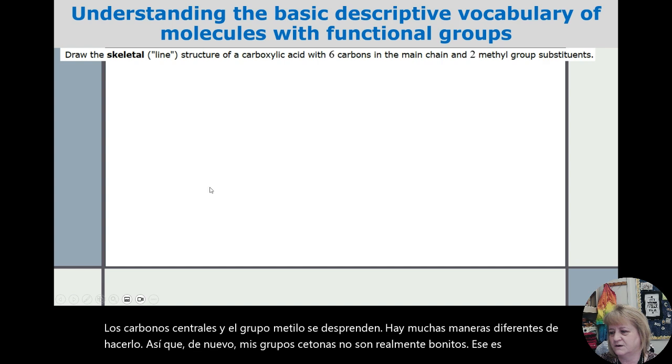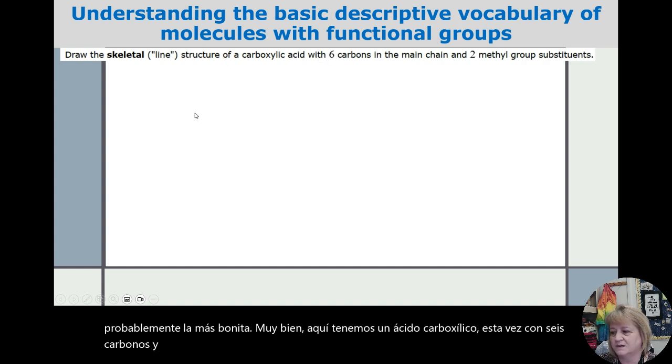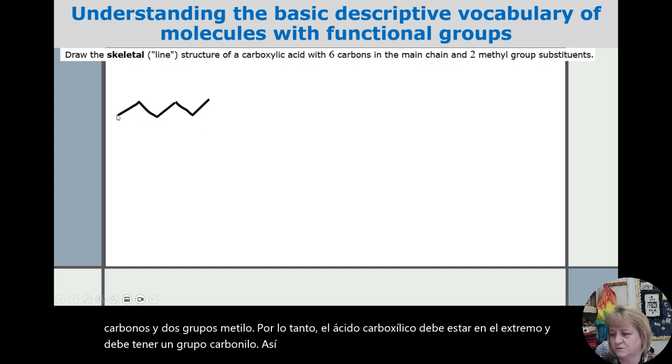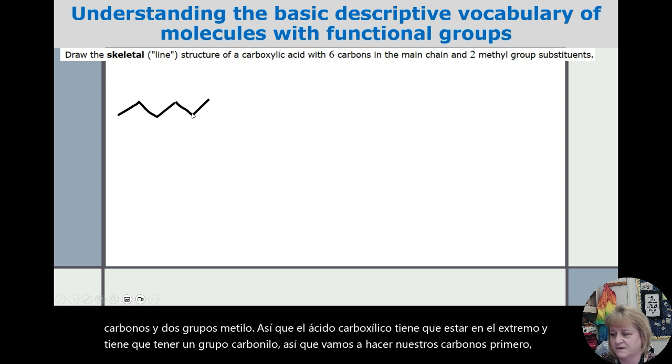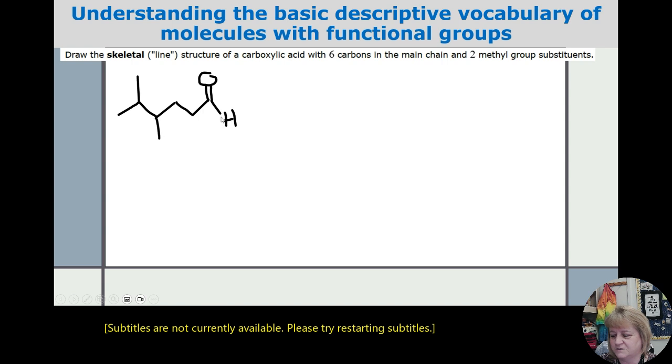All right, so here we've got a carboxylic acid, this time with 6 carbons and 2 methyl groups. So a carboxylic acid needs to be on the end, and it needs to have a carbonyl group. So we're going to do our carbons first. So 1, 2, 3, 4, 5, 6. We're going to do a double bonded oxygen, and that should be an OH.